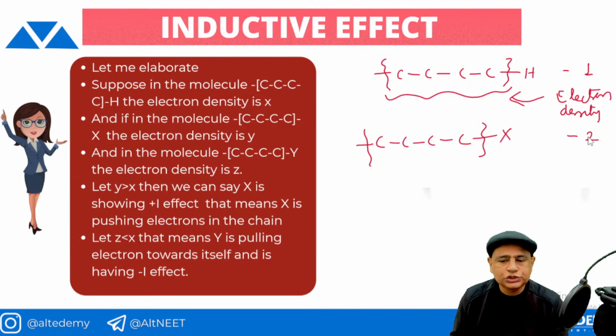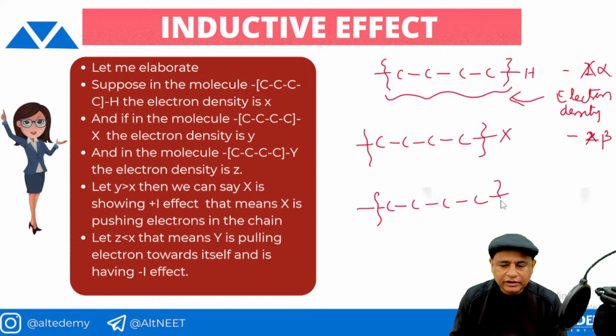Or if 1 and 2 give you a feeling that 2 is greater than 1, don't do that. Let us call this alpha. Let us call this beta. Let us take another situation where in the same chain we have Y and we have an electron density called gamma.